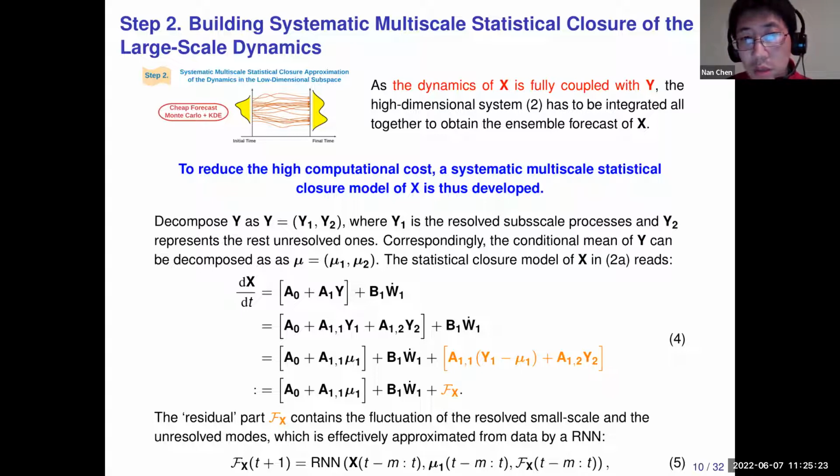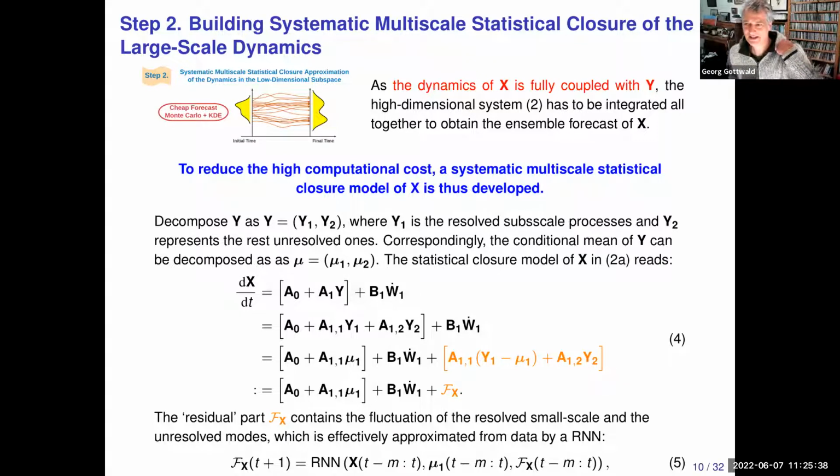So later you can see we can use this way to build a very simple closure reducible model, which contains only x and the leading few modes of y, which is the y1. So that can give us a model reduction.